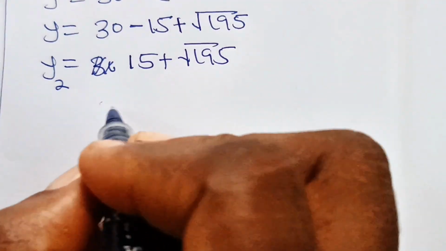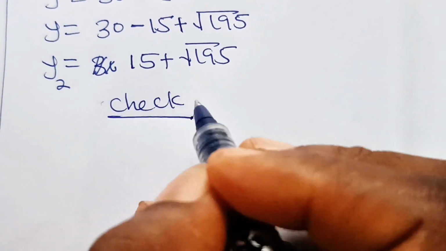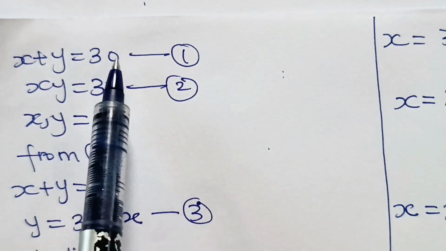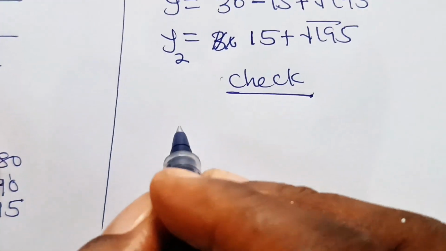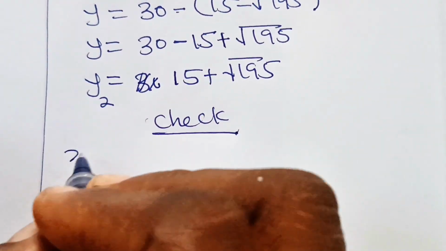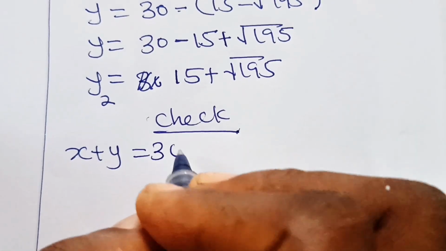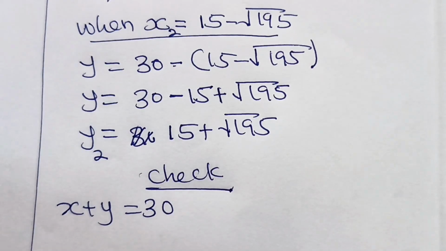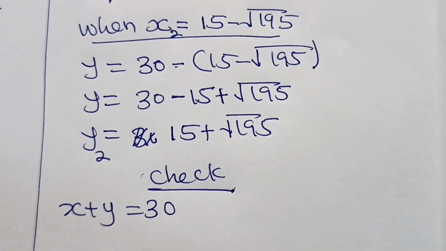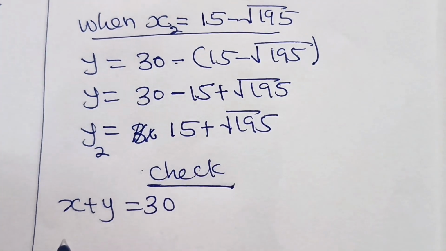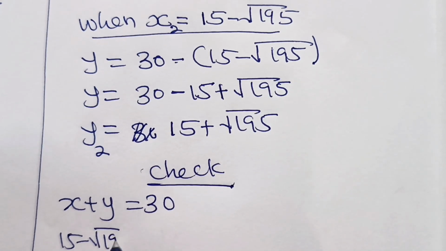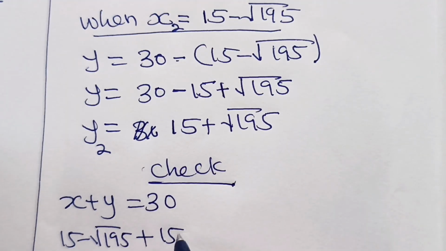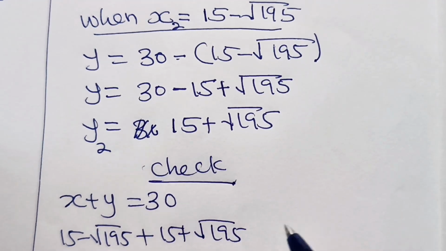Now let's check if the answer we got is right. According to equation 1, x plus y is equal to 30, right? So we have x plus y is equal to 30. Now when x is 15 minus root 195, plus our y is 15 plus root 195, let's use this.